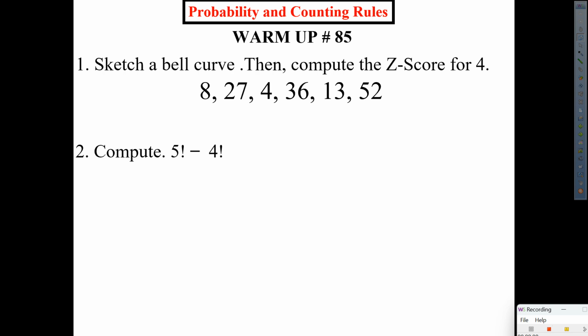Warm-up 85 is on the screen, and the z-score is for number 4, not 40. My bad. Nice. So let's get started, please.